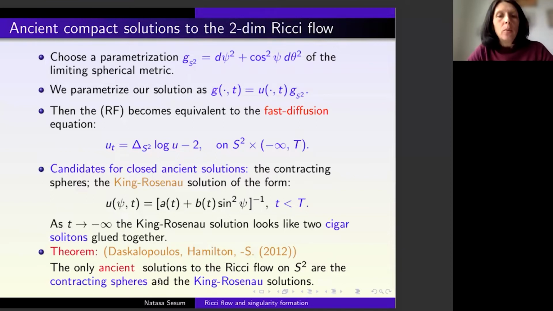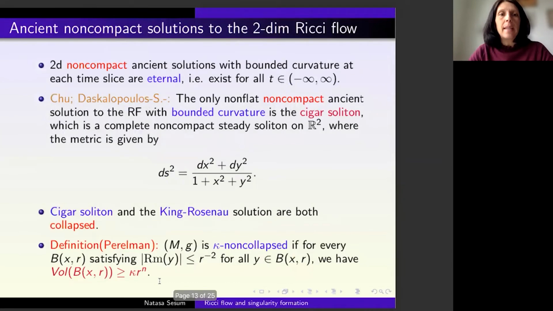And some time ago we proved with Daskalopoulos and Hamilton that the only ancient solutions to the Ricci flow on S2 are the contracting spheres and these King-Rosenau solutions. So you can completely classify them, and this is the theorem in the compact case. In the non-compact case, again in 2D, we know that these ancient solutions, which have at least bounded curvature at each time slice, because now I'm not assuming compactness, but I have to assume that at each time slice my curvature is bounded uniformly in space, we know that every 2D non-compact ancient solution has to be actually eternal.